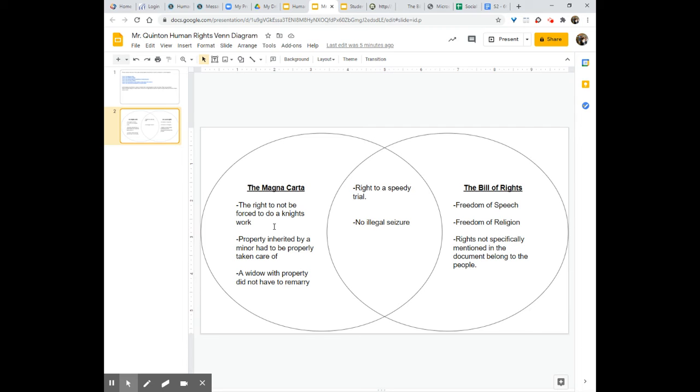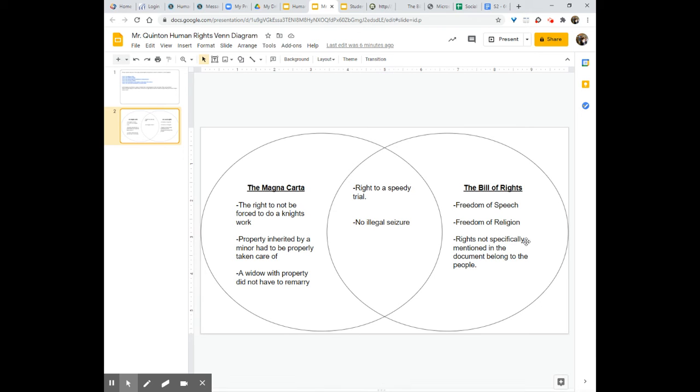Another interesting thing that I found was that if you were a widow who had property, because generally speaking, women didn't really own property in this time, if you were a widow with property, you did not have to remarry unless you wanted to. There were some extra steps, but hey, at least now you could keep your land until you died.